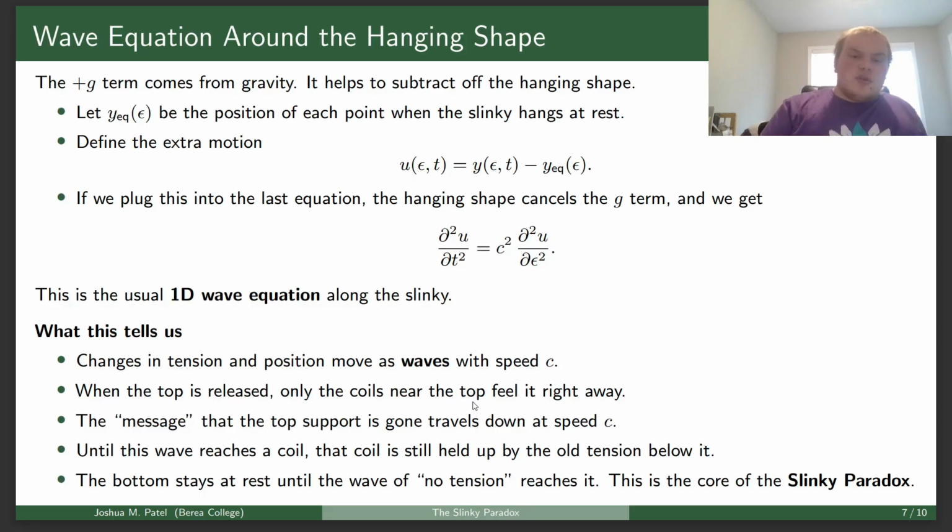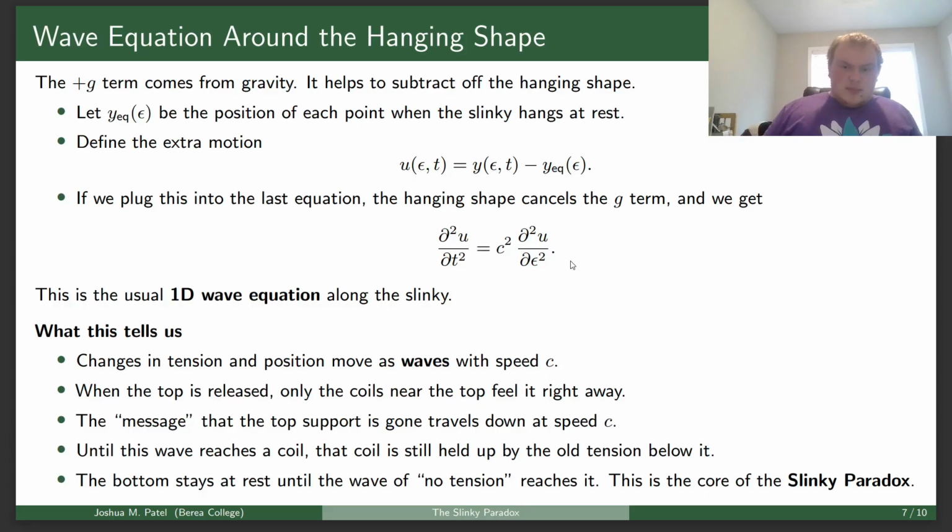And then we define this new equation, which is u equal to the current position minus the equilibrium position. We plug that back into our previous balancing equation. Gravity will cancel out, and we are left with a one-dimensional wave equation. Because we were able to derive a one-dimensional wave equation, this tells us that a slinky, when there is a force on it, propagates like a wave.